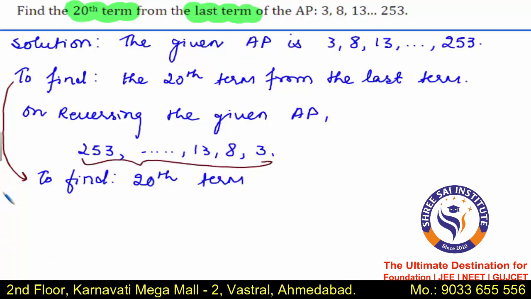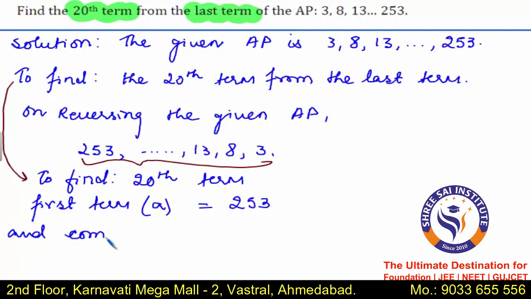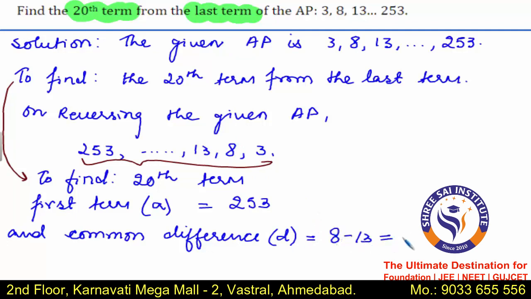For this AP, the first term, denoting it by small a, is equal to 253, and the common difference, denoting it by small d, is given by 8 minus 13, which is equal to minus 5, since common difference is obtained by subtracting any term from its succeeding term. Therefore, we have 8 minus 13 or 3 minus 8, which is equal to minus 5.